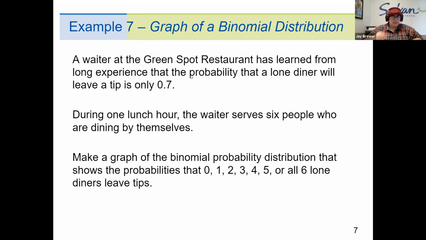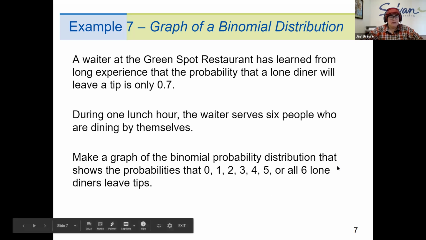So here's an example we're going to look at. A waiter at the Green Spot restaurant has learned from long experience that the probability that a lone diner will leave a tip is only 70%. During one lunch hour, the waiter serves 6 people who are dining by themselves. Make a graph of the binomial distribution that shows the probabilities that 0, 1, 2, 3, 4, 5, or all 6 of the lone diners leave a tip.